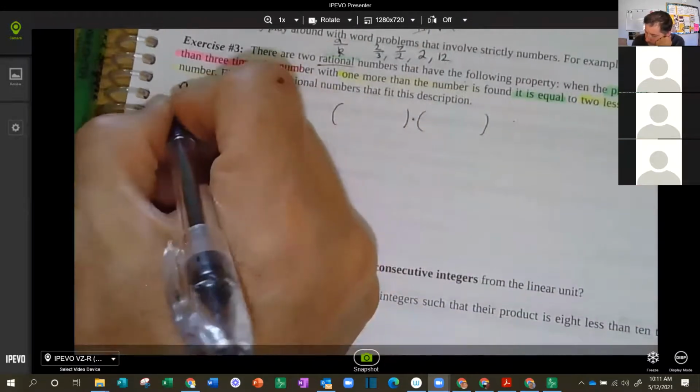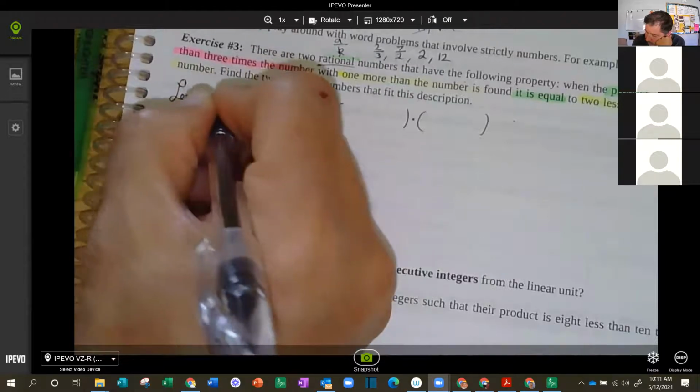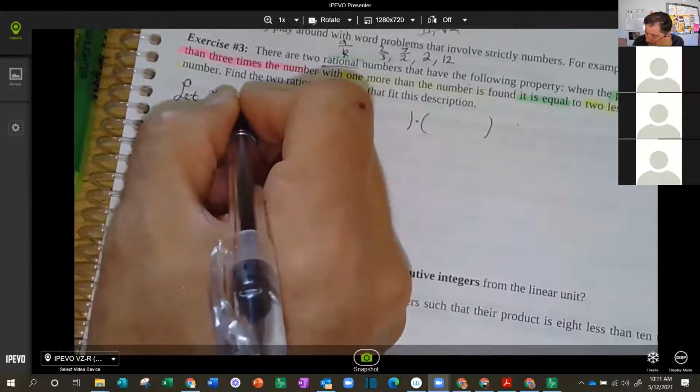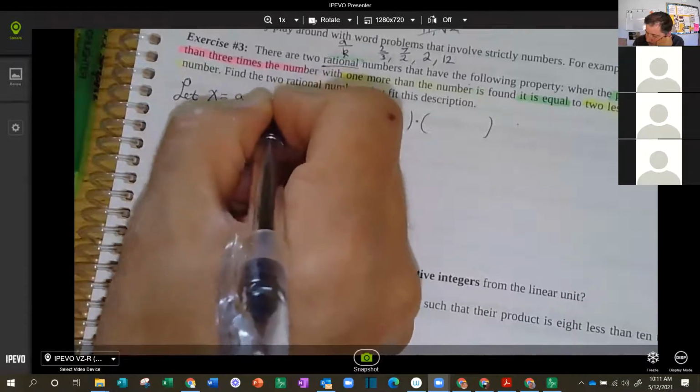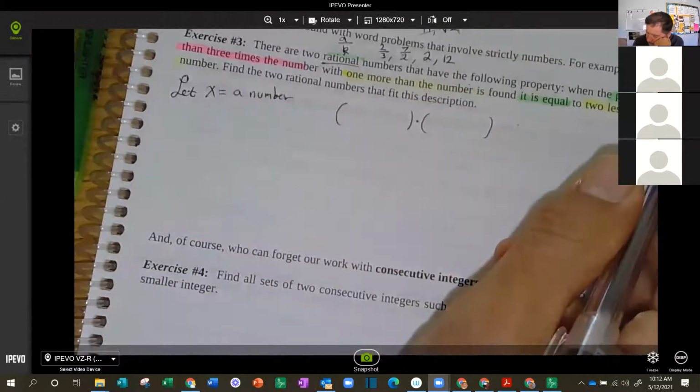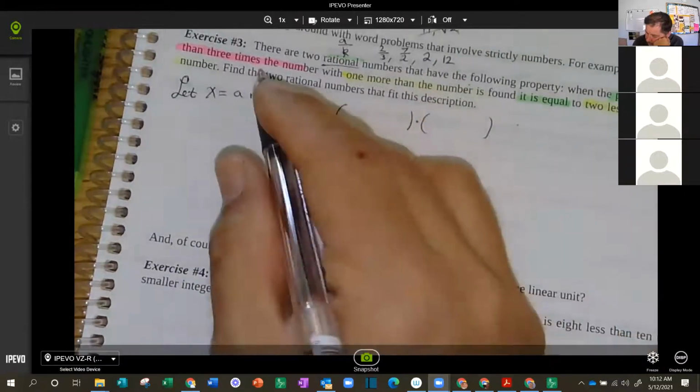I'm going to say let x, but I could have used n. I'm just saying let x equal a number. That's all they said it was, a rational number.